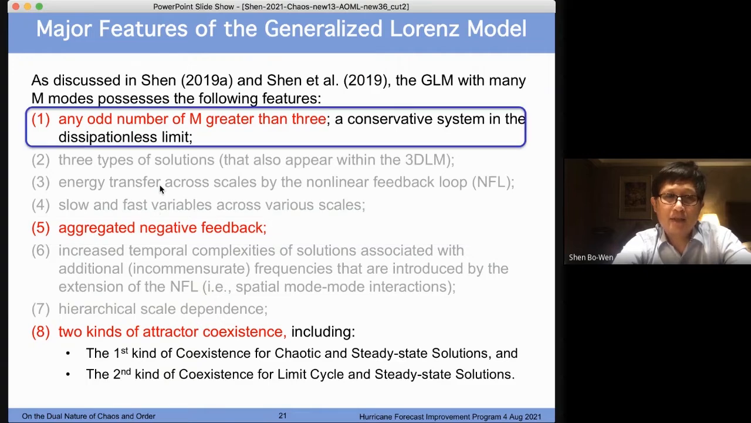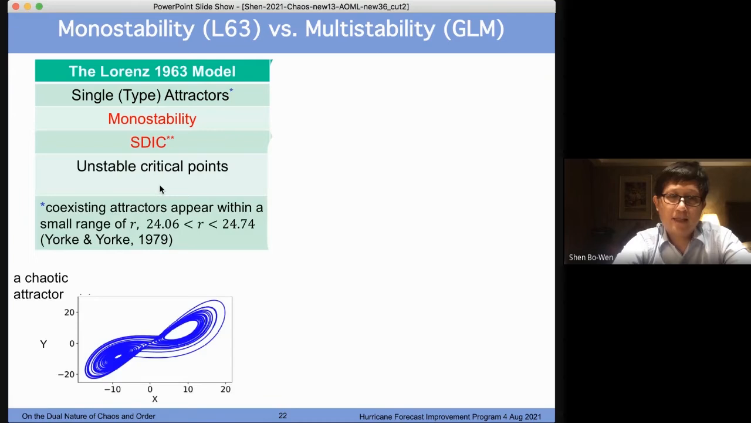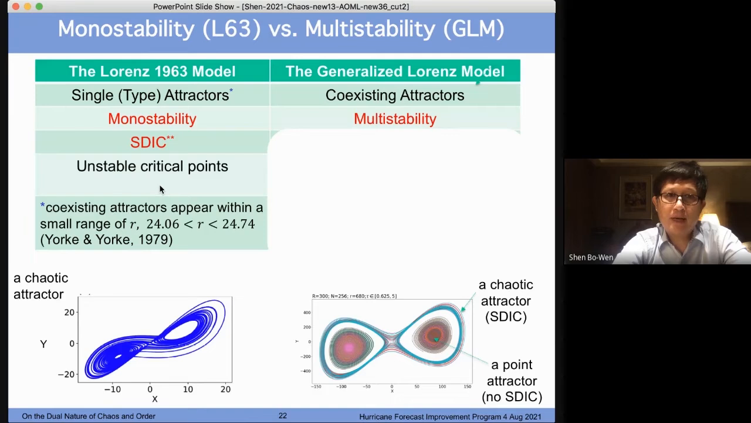As discussed earlier, GLM allowed any number of modes. Using this slide, we are going to introduce the concept of monostability and multistability. Given a model configuration, the L63 model produces a single type of solution, which is called monostability. Within chaotic solutions, SDIC always appears. By comparison, GLM allowed attractor coexistence. Chaotic and non-chaotic solutions occupy different portions of a phase space. This feature is called multistability.